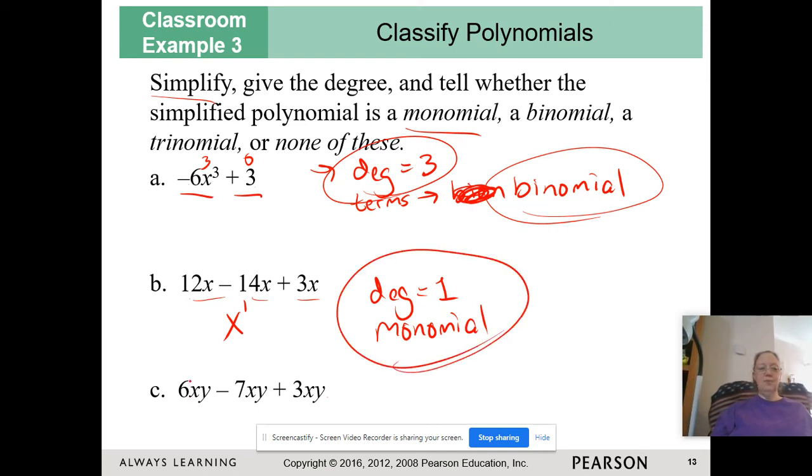We can combine all of these as well. 6 subtract 7 gives me a -1, plus 3 gives me 2xy. And the degree, I have 2 variables being multiplied, so my degree is equal to 2. And I have 1 term, so it's a monomial.